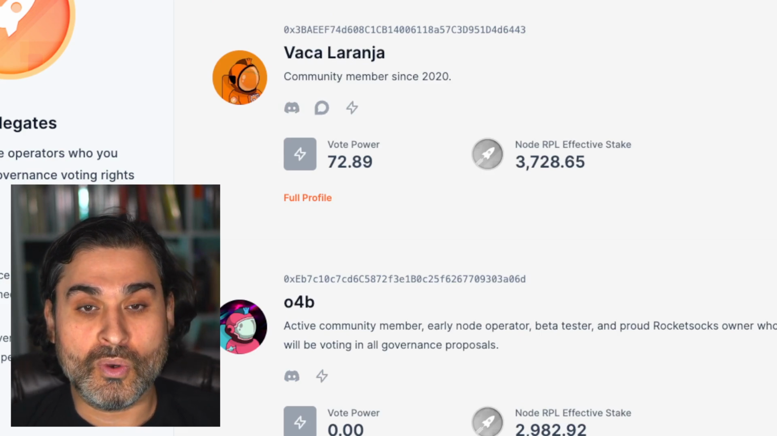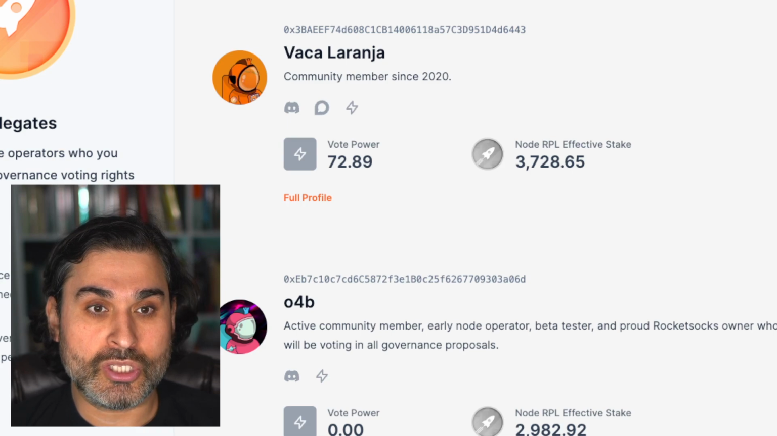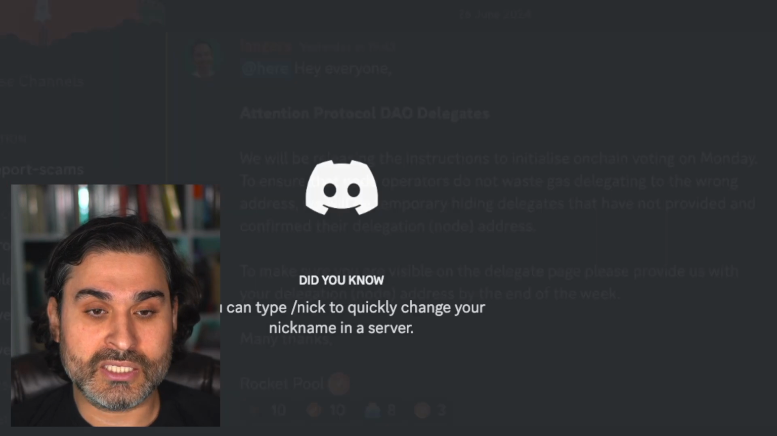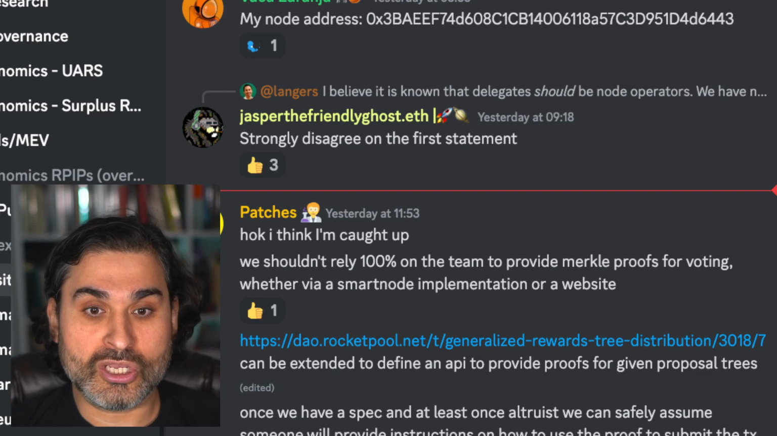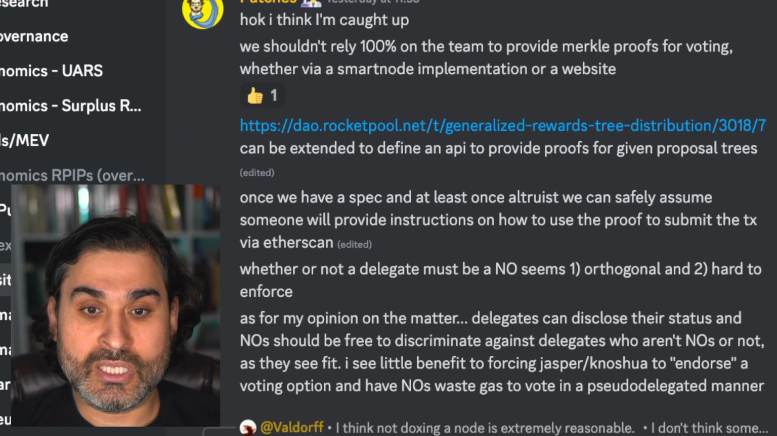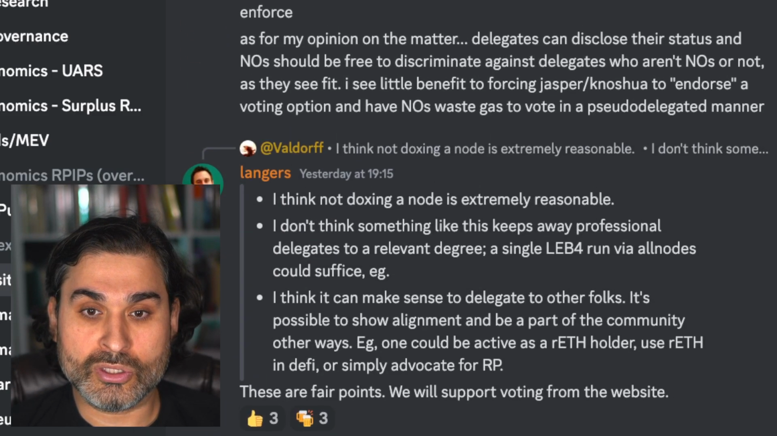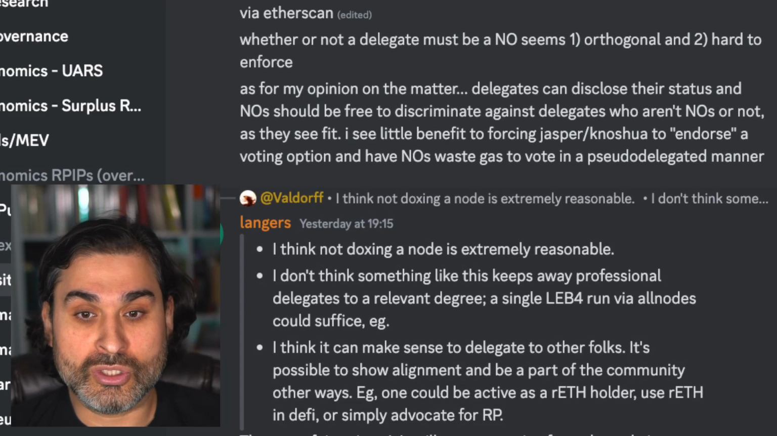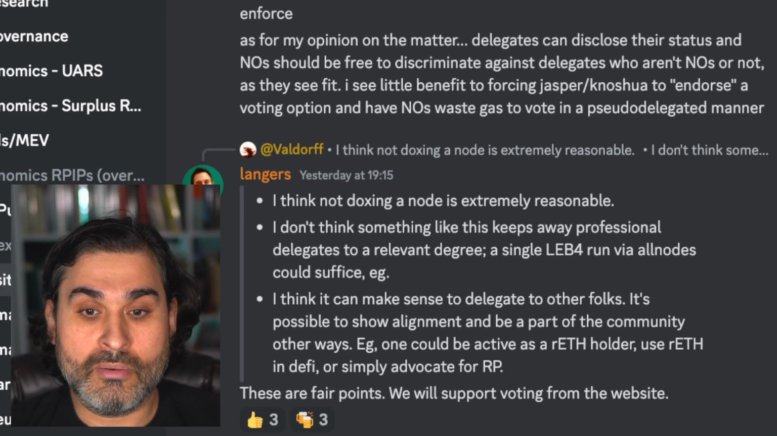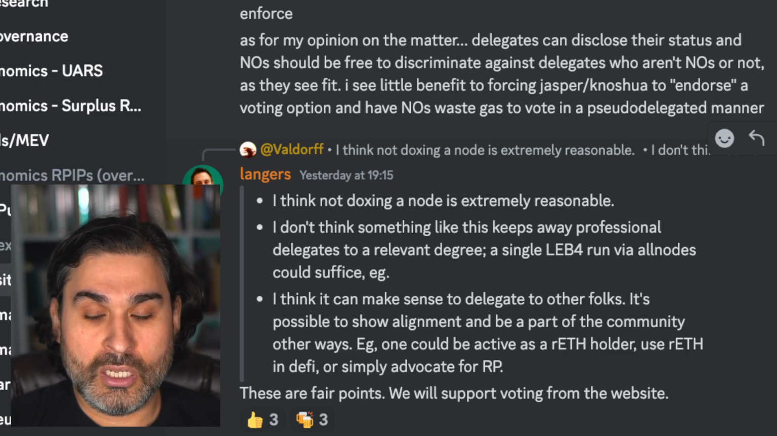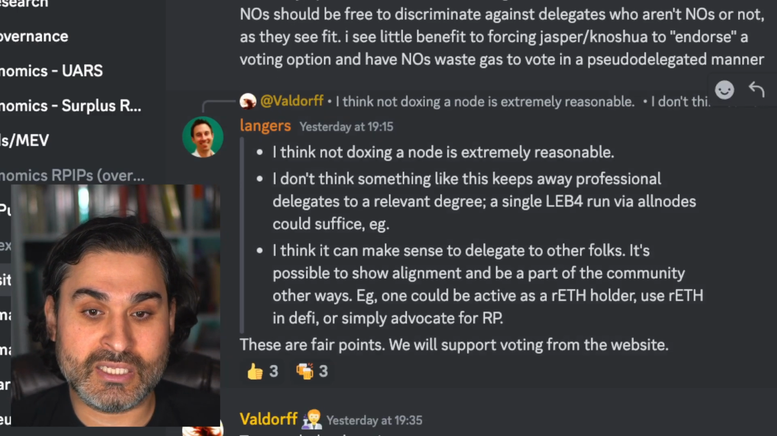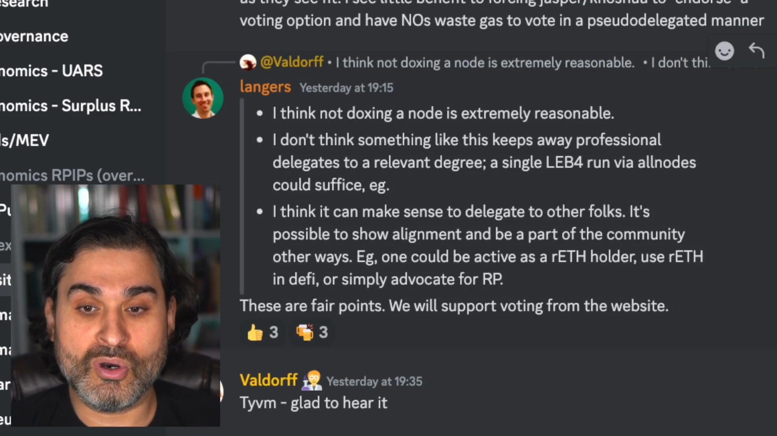So if you want people to delegate votes to you, make sure that you go to the governance thread in the Rocket Pool Discord and provide your address. That is a thread that's called website feedback under governance, and there's discussion going on. So one of the things we're talking about is doxing the node, and Waldorf made some interesting points the other day about people not wanting to dox their node, etc. And Langer said that these are fair points and they'll support voting from the website.